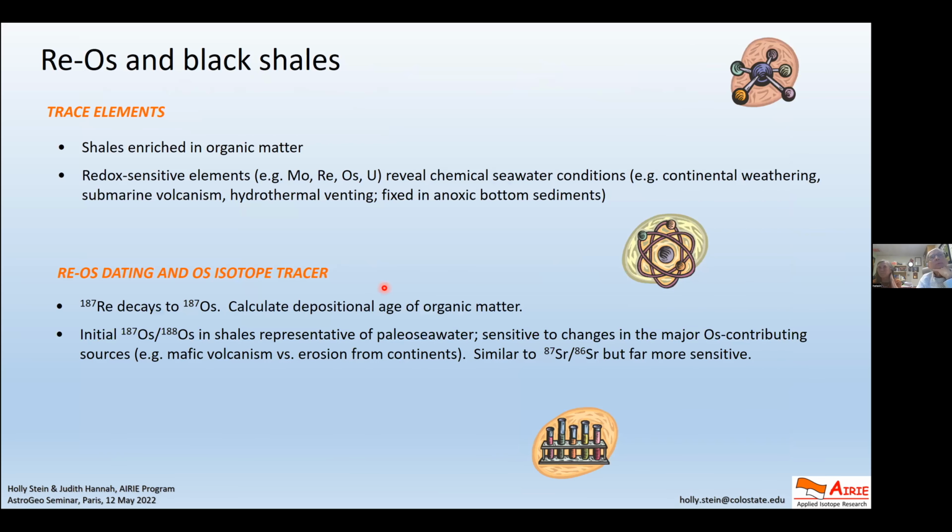So rhenium, osmium, and shales, today's talk and topic. Shales are enriched in organic matter. And I don't know how much those of you with a basic geologic background know that there's a couple components to shale, and one is a clastic component. And that is a very, very fine-grained silicate material. We think clastic sandstone or something, but in a way, it's just an extremely fine version of that.